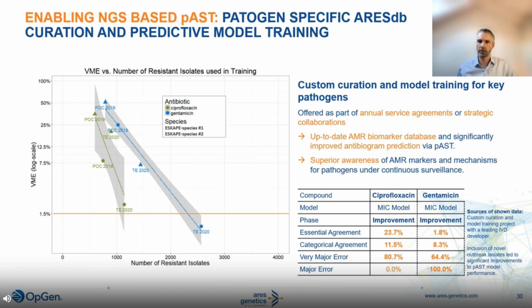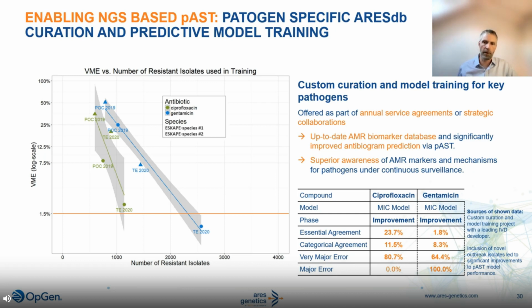Together with our partners, which include, for instance, reference labs, we generate and aggregate isolate genomes and the corresponding phenotypic data on AMR. The data show that by selectively increasing the number of data sets from isolates with specific phenotypes, we can systematically improve categorical agreement as well as errors, shown here by the decrease of the so-called very major error rate, which is the false susceptible rate.